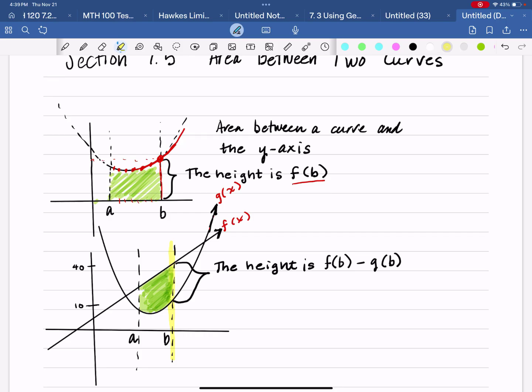Well, this upper point is on the f curve, and say, for example, that's 40. And this lower point is on the g curve, and let's say that's 10. So it would be 40 minus 10, or 30, if these were, in fact, our y values at b. So you have to subtract the upper curve minus the lower curve when it's between two curves.